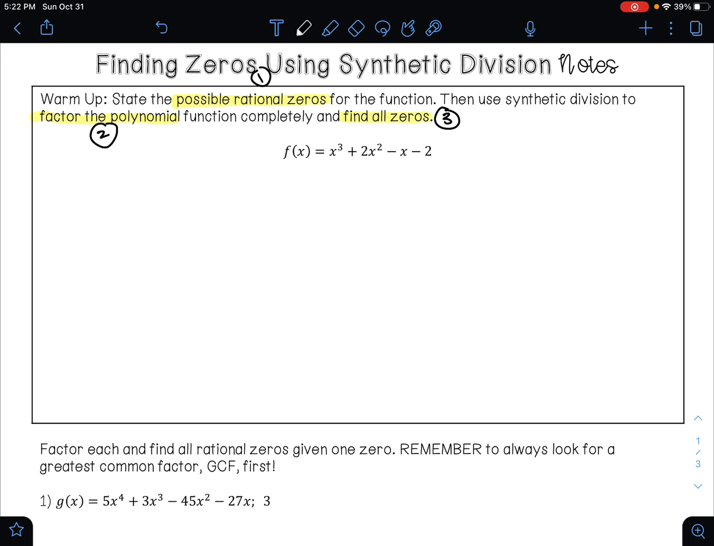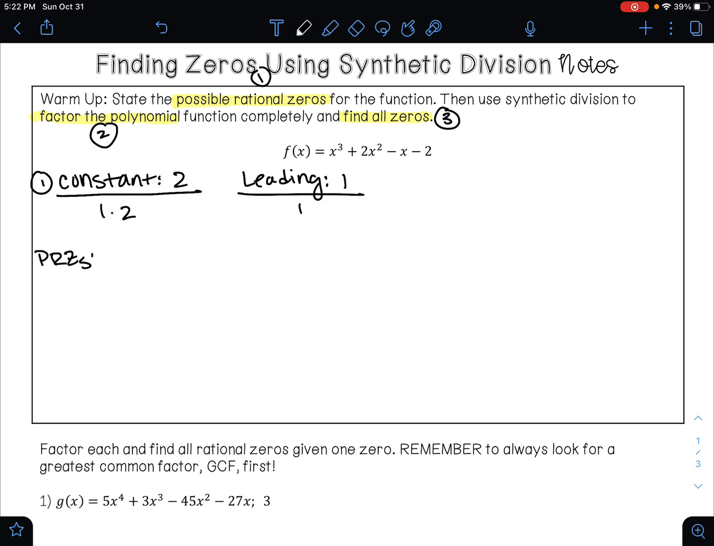The first thing that they want us to find are the possible rational zeros. So my constant term is 2. The factors of 2 are 1 and 2. My leading coefficient is 1. The factors of 1 are 1. So to find my possible rational zeros, you always do your plus or minus p over q values, where your constant is p and your leading coefficient is q.